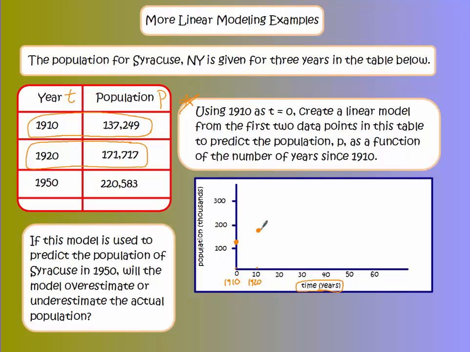It's a pretty good estimate. Okay, and it says in this question to create a linear model from the first two data points. So now I have the first two data points, 1910 and 1920. I look over, and this is about where they're at as far as population goes. And so now I can create a linear model.